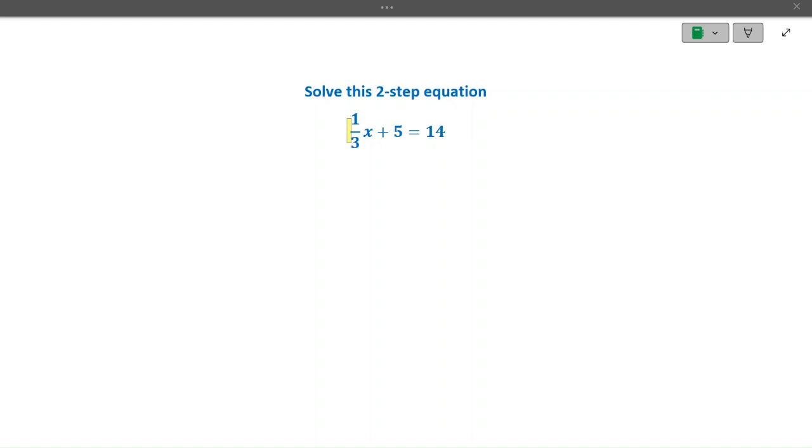Our goal here is to isolate variable x, and we do that by moving through the order of operations, which we often refer to as PEMDAS. As a reminder, when we are solving equations, we work PEMDAS backwards. We start with any addition or subtraction, any multiplication and division, and then we do exponents and parentheses separately.